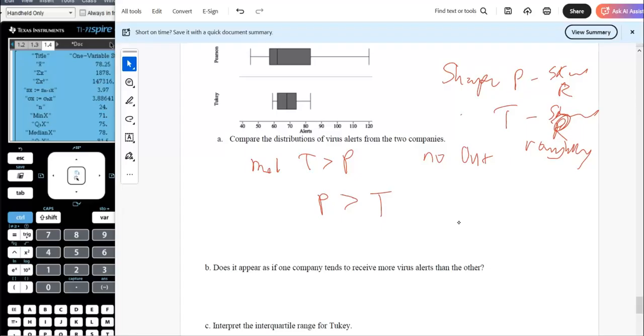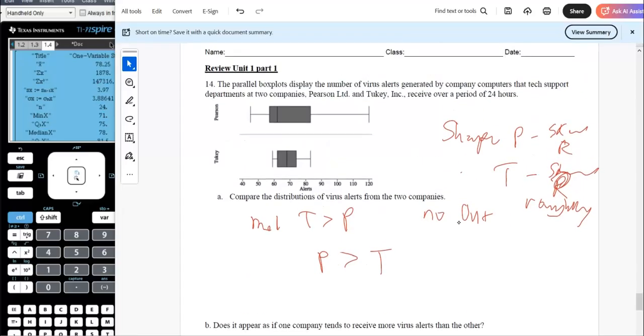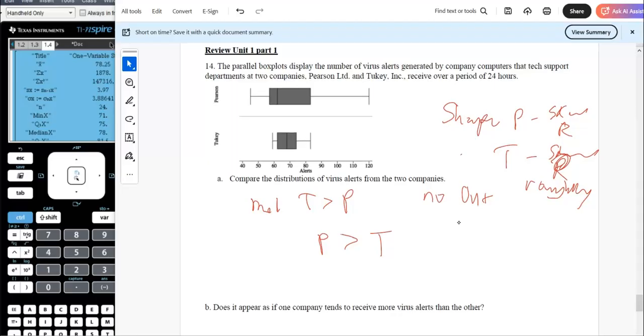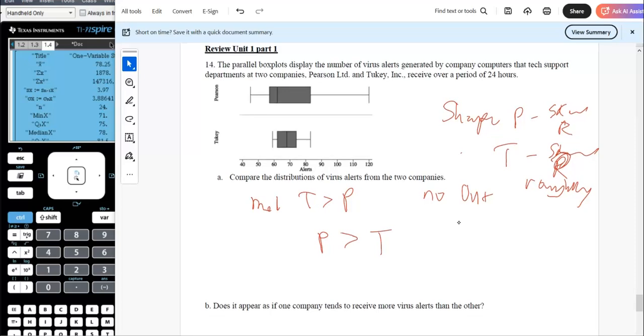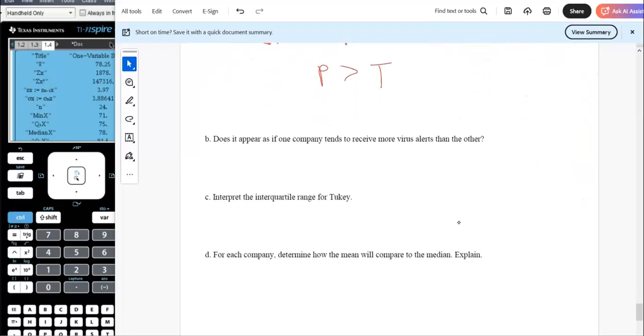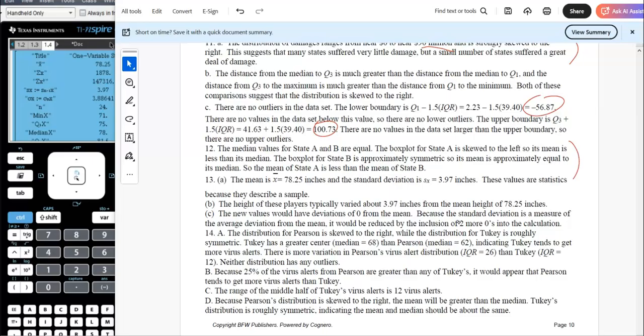Does it appear that one company tends to receive more virus alerts than another? Well, good question, actually. You might make an argument either way. Tends to receive more, so more than the other. Let's see what they said here. I think there are a couple different ways you could go with this.